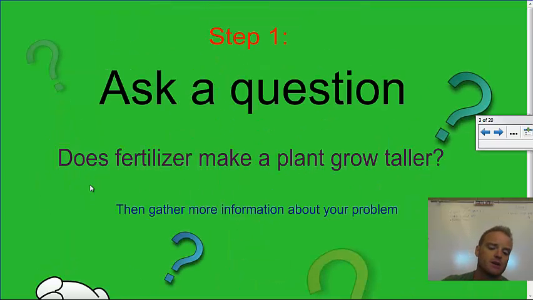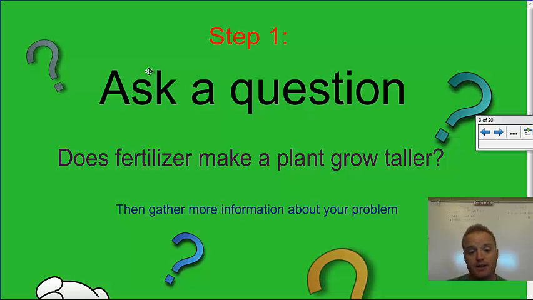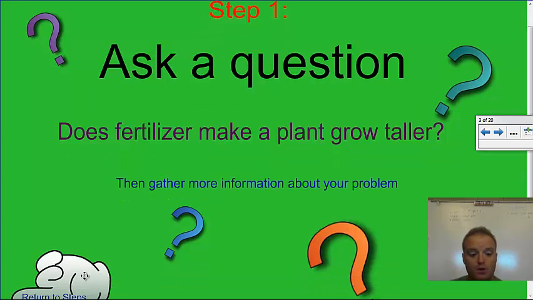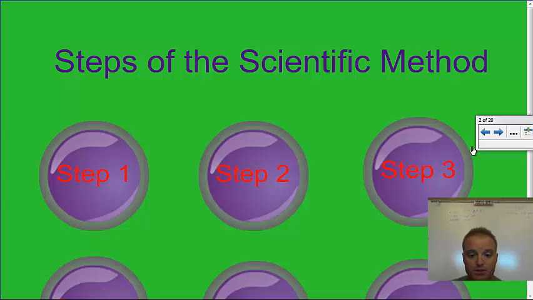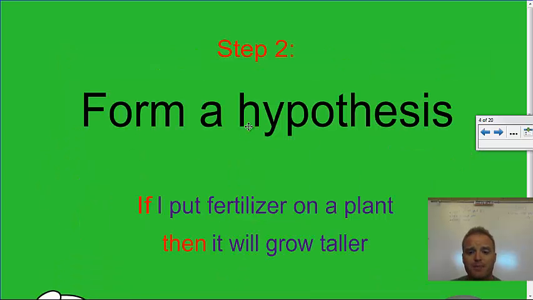So the first step is to ask a question or identify your problem. What do you want to have an answer to at the end? We have a sample here. The ones in purple, and red too, you don't necessarily have to write down, but step 1 is to ask a question. From that, you gather information: what do you already know about the question? In this presentation, we're conducting an experiment about plants, and what makes plants grow taller is our question. So now, step 2 is to form a hypothesis.